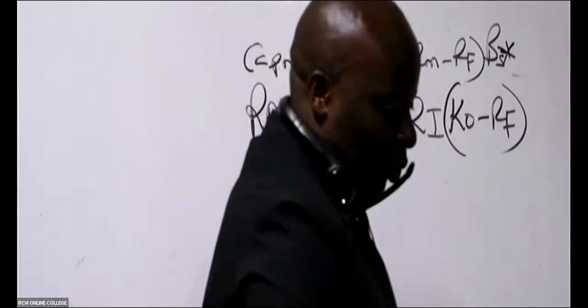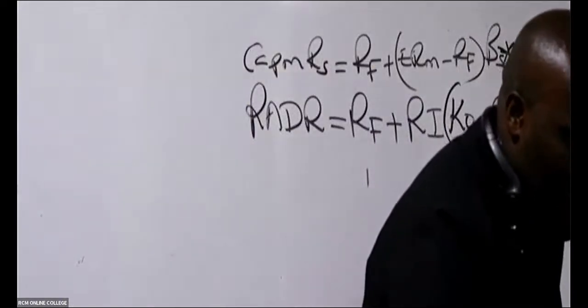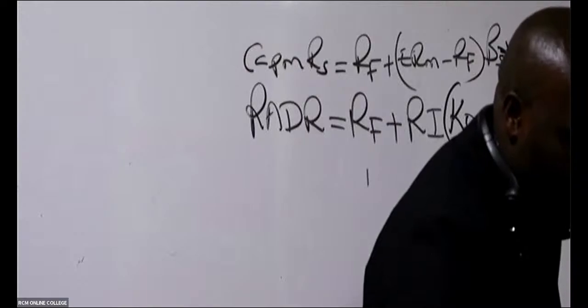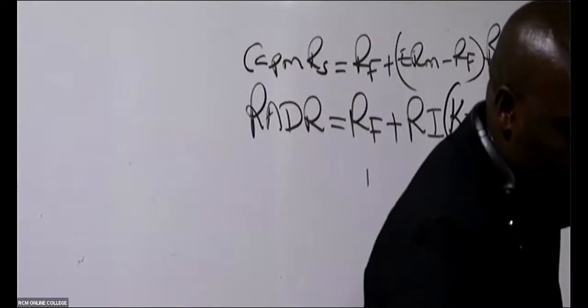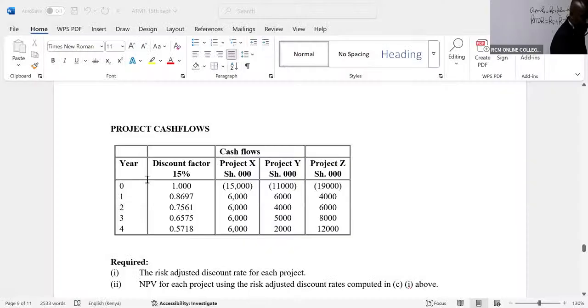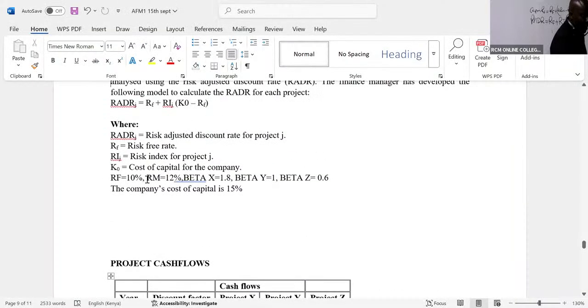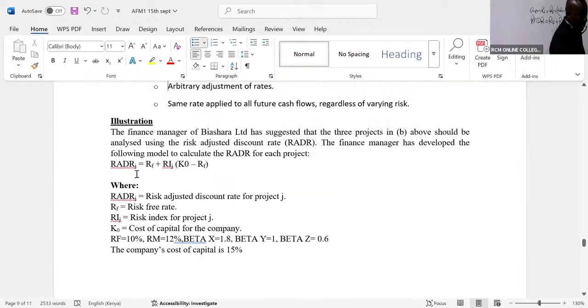I project my screen again for you to be able to see what this examiner wants us, ladies and gentlemen, to use. This examiner wants us to use this formula of RADRI. RADRI stands for risk-adjusted discount rate. You can see RADRI is the risk-adjusted discount rate for project J. Then we have RF for risk-free rate. Then we have the risk index for project J, this RI, risk index.